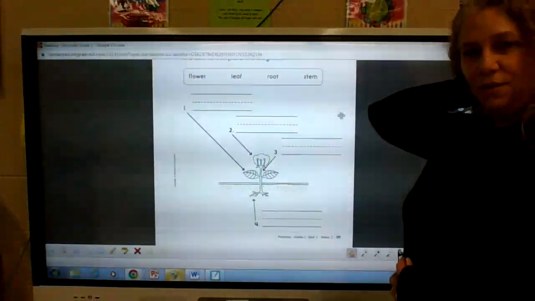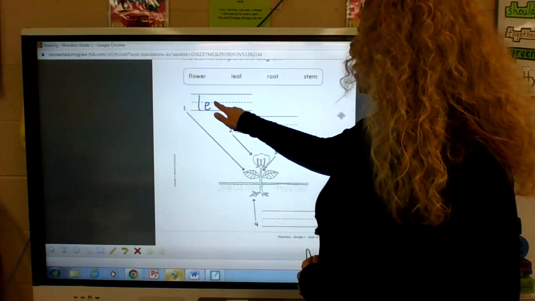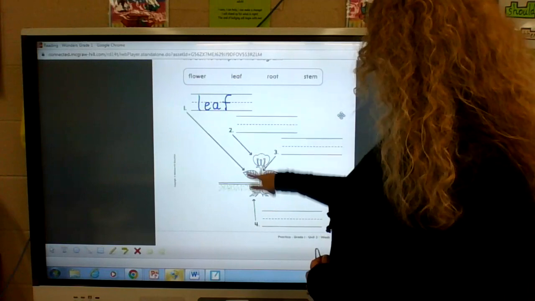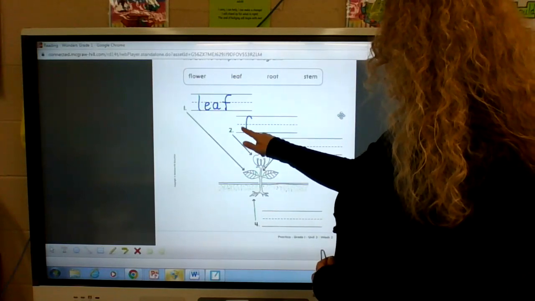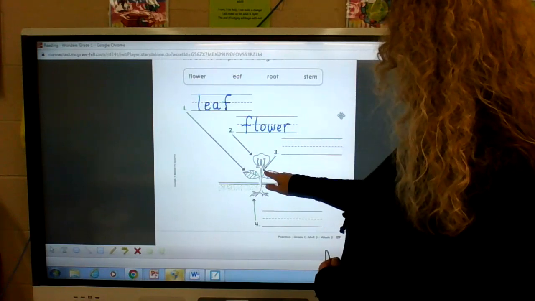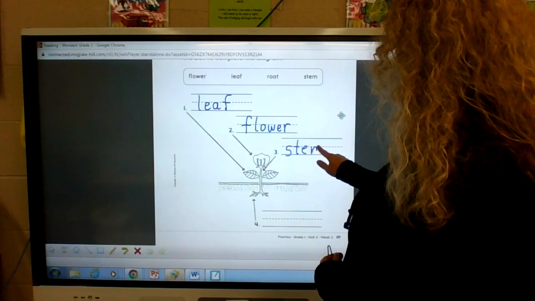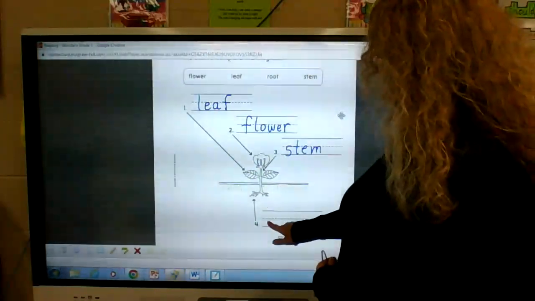All right, you're back. Okay, so this is what you should have written. This is the leaf. This is the flower. This number 3 is the stem. And 4 is the root.